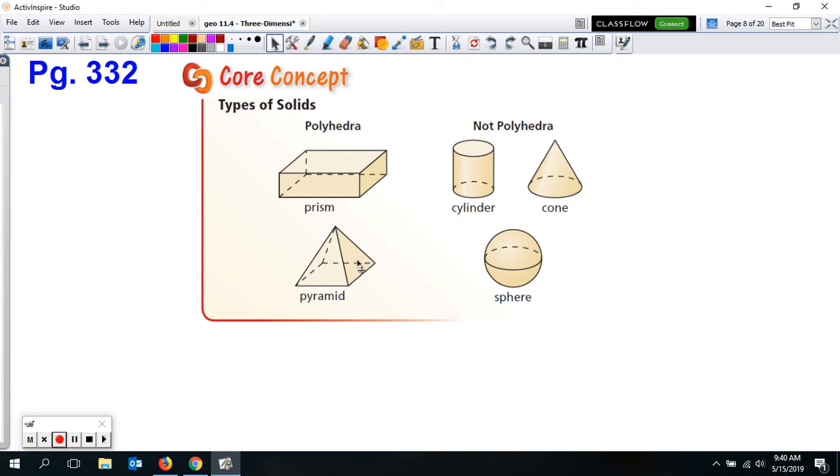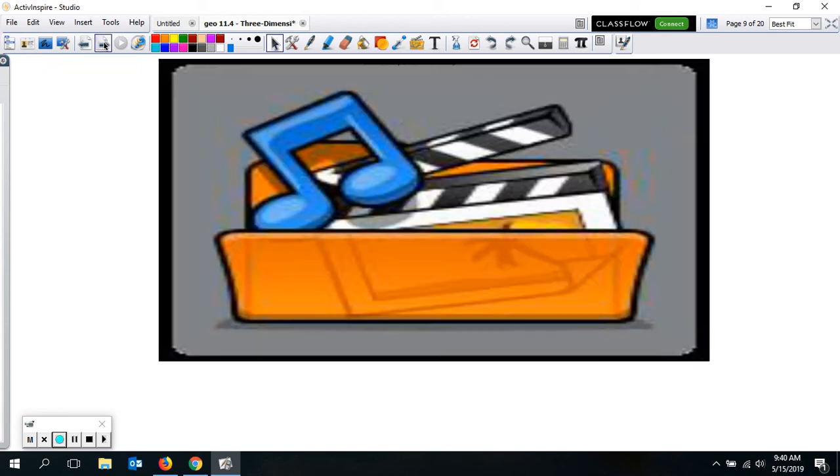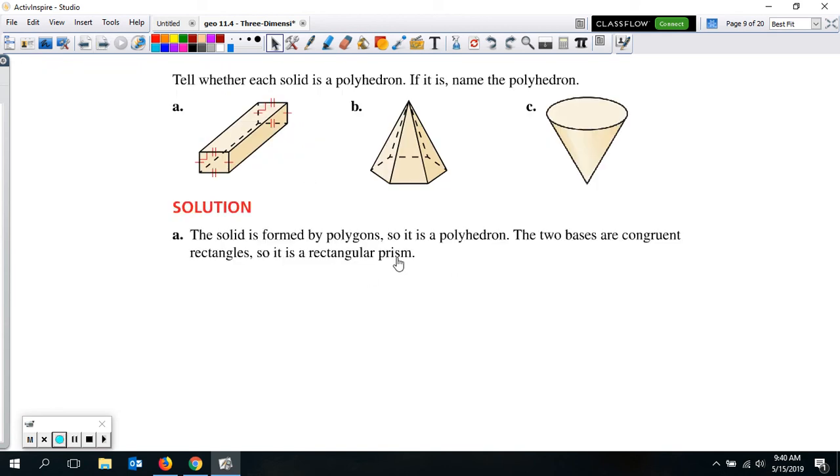If this is a square down here on the base, you could say it's a square pyramid, or if that's a rectangle, it's a rectangular pyramid. So that's why they said over here that this is a rectangular prism, because the base would be a rectangle. You can see the faces here are all rectangles. And this one also on letter B is a polyhedron.